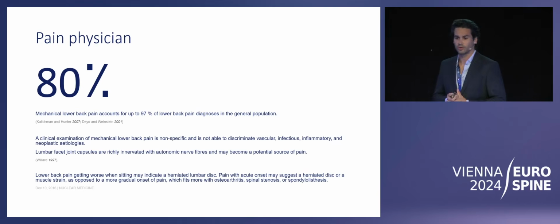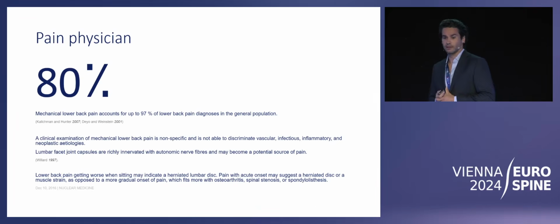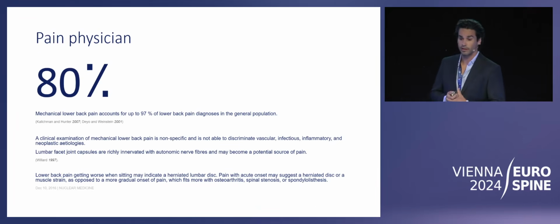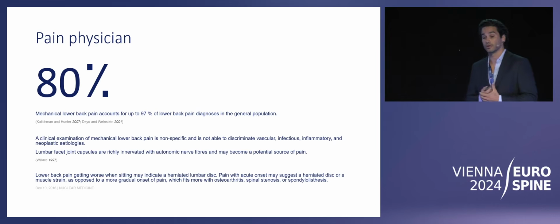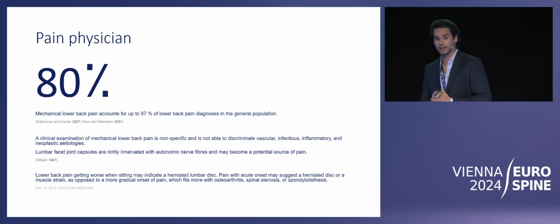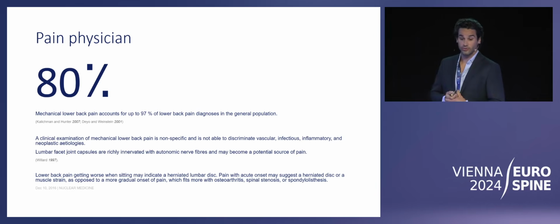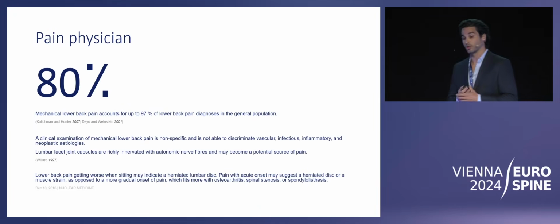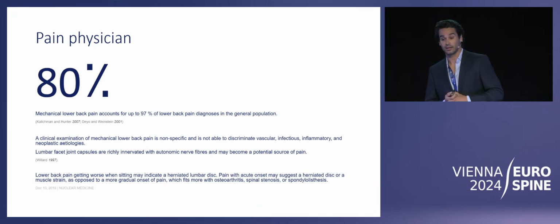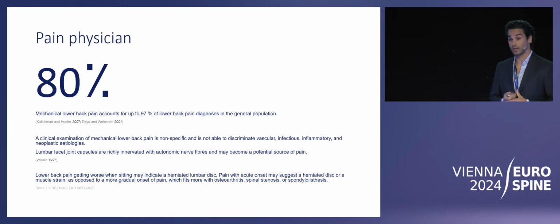Mechanical low back pain accounts for 97% of lower back pain diagnoses in the general population, out of these 80%. And we are usually very much dependent on the clinical examination and very basic investigations, such as CT and MRI eventually, to differentiate what the origin of the pain is, whether it's vascular, infectious, inflammatory or neoplastic etiologies. One of the most common diagnoses these days, which we take care of a lot, is facet joint pain. The facet joint capsule is very richly innervated by autonomic nerve fibers, and it is becoming a very common source of pain. The other most common source of pain is usually the disc itself.